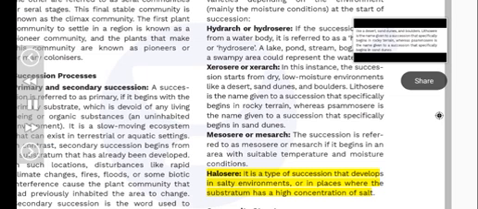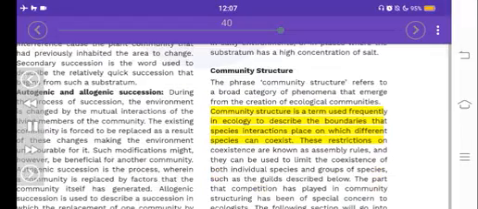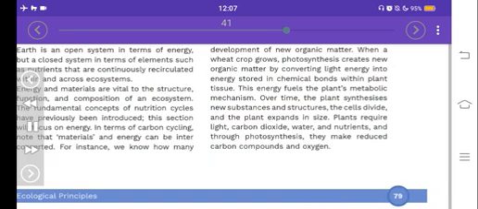Community structure. The phrase, community structure, refers to a broad category of phenomena that emerge from the creation of ecological communities. Community structure is a term used frequently in ecology to describe the boundaries that species interactions place on which different species can coexist. These restrictions on coexistence are known as assembly rules, and they can be used to limit the coexistence of both individual species and groups of species, such as the guilds described below. The part that competition has played in community structuring has been of special concern to ecologists. The following section will go into further detail about this.